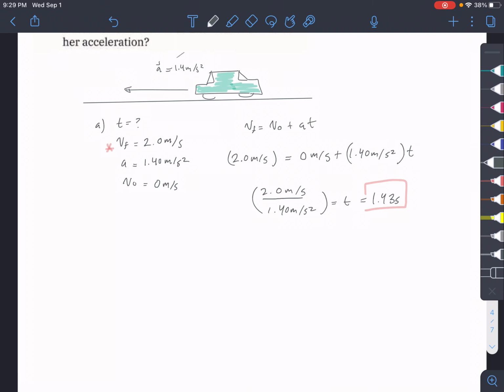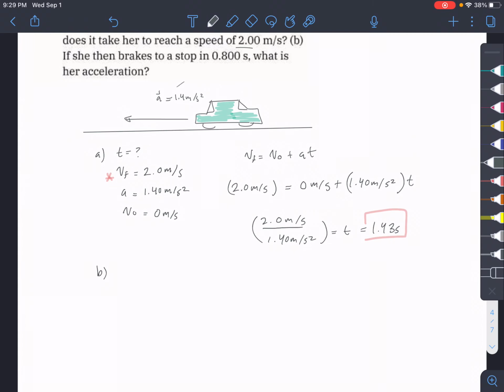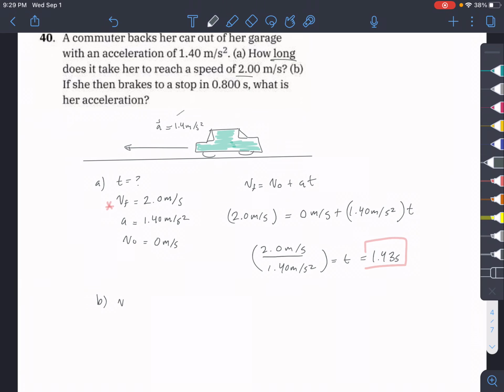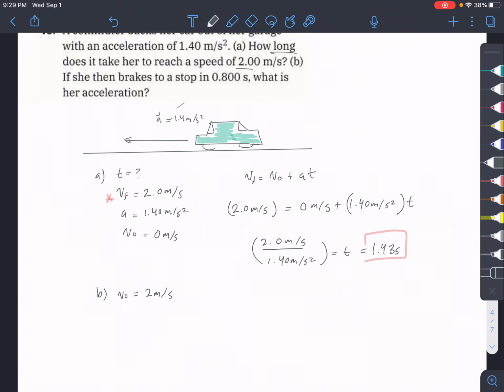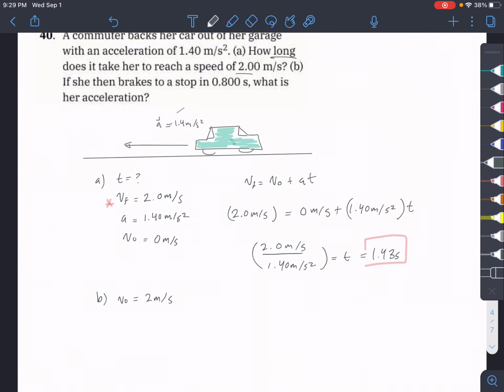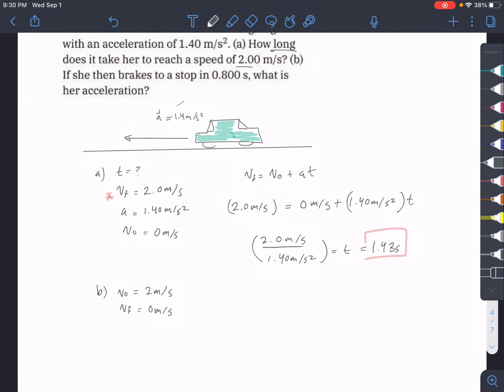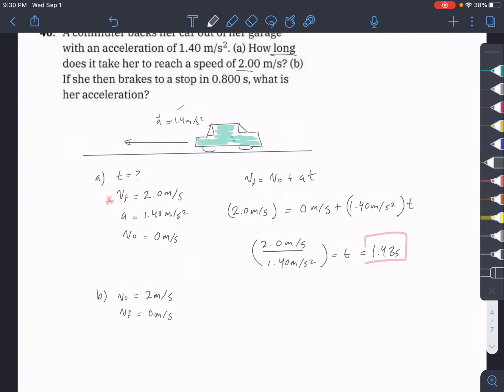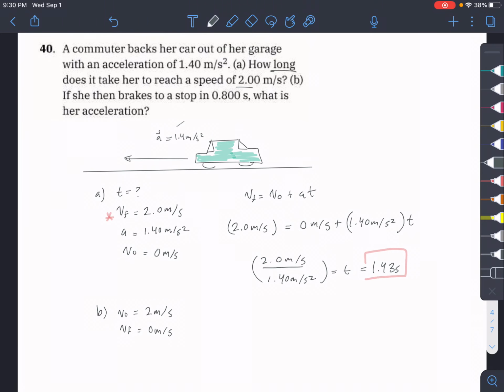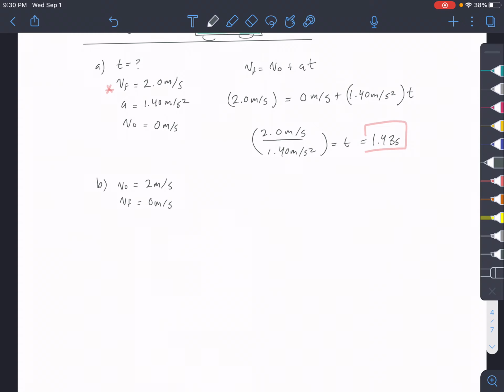Now for part B, we're already moving. So at part B, our initial velocity is now going to be 2 meters per second, because that's what we're at. We're applying the brakes, so our acceleration is going to change. We want our final velocity to be equal to 0 meters per second because we're deciding to stop. So this is a choice; we're choosing 0 meters per second. And we're given our time in the problem, 0.80 seconds. That's the information we have to work with here.